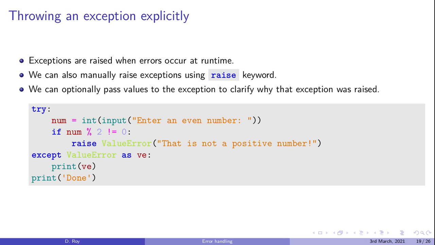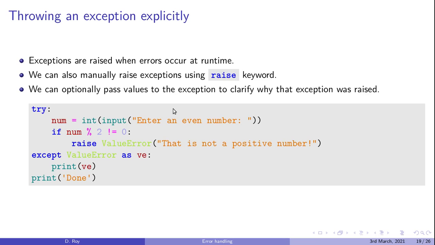Now, as we have seen in the examples so far, the decision on when an exception is occurring is entirely taken by the interpreter, specifically the Python interpreter. But if you want to explicitly raise some kind of exception, you can use the raise keyword to explicitly raise some error at some point of time.